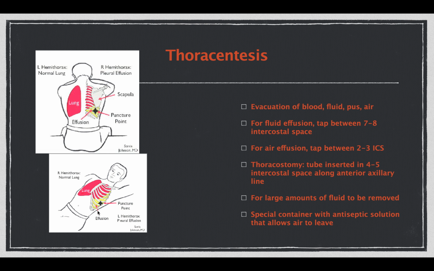Usually anteriorly. You do a thoracostomy when the tube is inserted in the 4th or 5th intercostal space along the anterior axillary line. So, the patient raises their arm, you find the axillary line, and the tube is inserted. And that's usually only when a large amount of fluid has to be removed. And then it's all put in a special container with an antiseptic solution that allows the air to leave without introducing anything new into the opening.